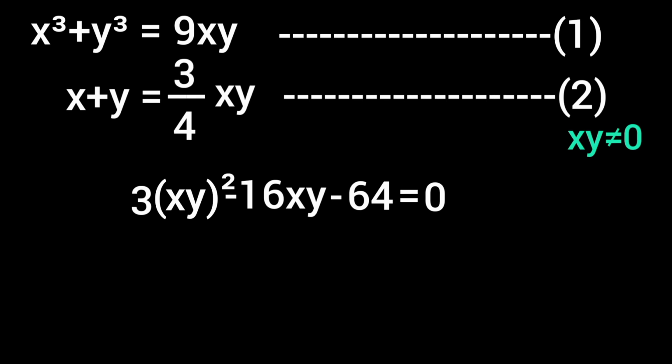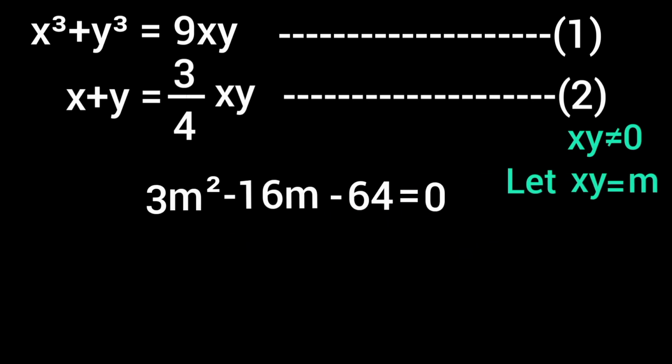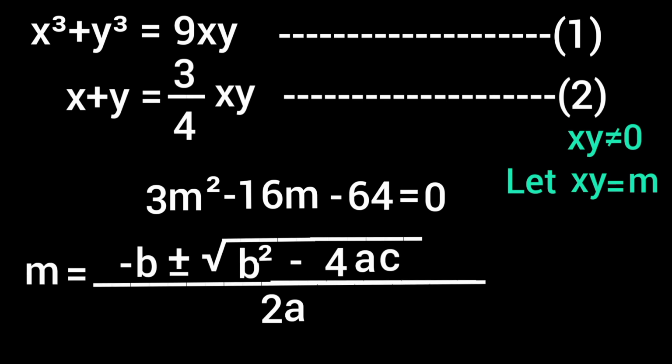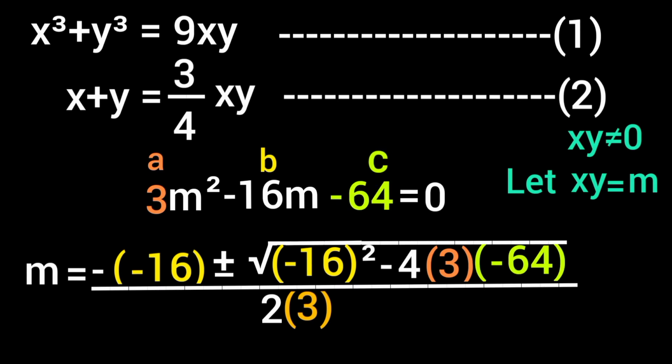It would even be clearer if we let xy be equal to m. And since it's clear that this is a quadratic equation, we can just go ahead and use the quadratic formula to get the value of m. I read the quadratic formula as minus b plus or minus square root of b squared minus 4ac, all over 2a. I stress the all over because I've seen people applying the division operation to only this part, whereas it should be applied to everything. Now we just have to plug in the values of a, b, and c in order to solve for m.